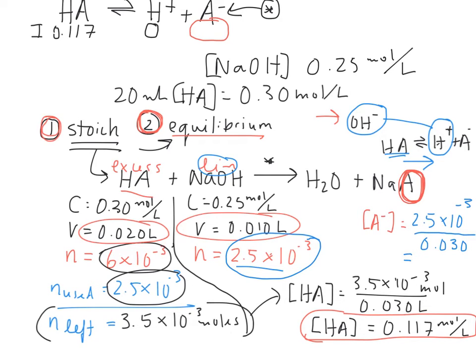So the concentration of your acetate is 2.5 times 10 to the power negative 3 divided by 0.03, 0.083. That's a molar concentration, so moles per liter. I'm going to plug it in up here. Okay, so what did I say it was? 0.083.